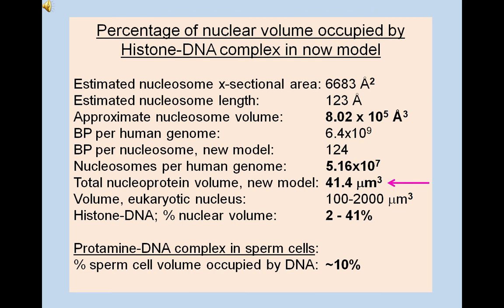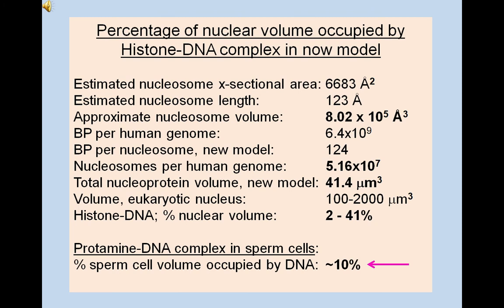We can now ask, what percentage of nuclear volume is consumed by the histone DNA complex? Well, that depends upon the size of the nucleus. Published values, however, differ wildly, and depending upon which one you choose, the percentage of nuclear volume occupied by histone and DNA is anywhere from 2 to 41%. At the bottom of the slide is the comparable statistic for protamine and DNA in the sperm cell from my 2006 publication on that subject.